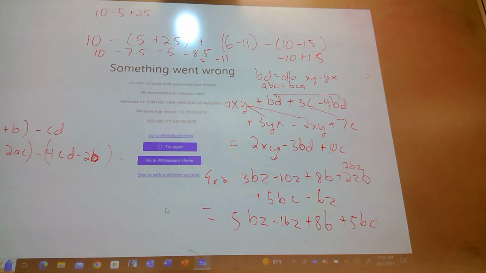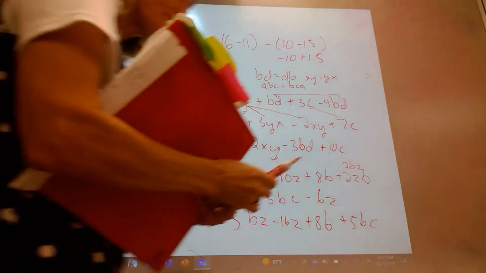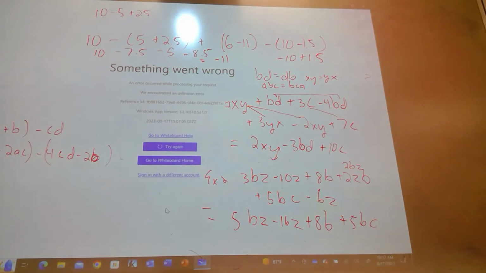Once you distribute your negatives, then you can combine like terms. So write this out as minus AC minus B. So minus AC. And then you don't need parentheses anymore. Those are the other parentheses. Minus B. Okay, minus CD, that's the same. Now this one is just plus here, so we can just write plus CD. Minus 2AC.